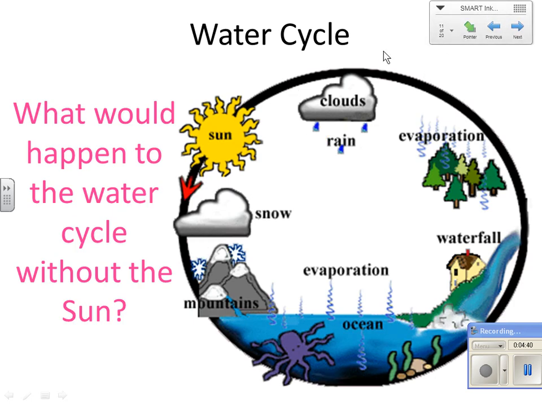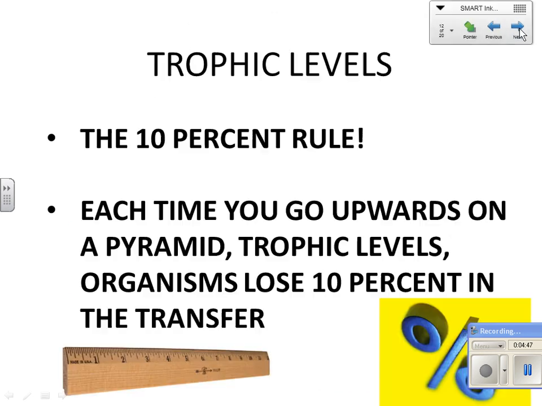The water cycle you should be very familiar with. What would happen to the water cycle without the sun? Life on Earth would cease to exist.